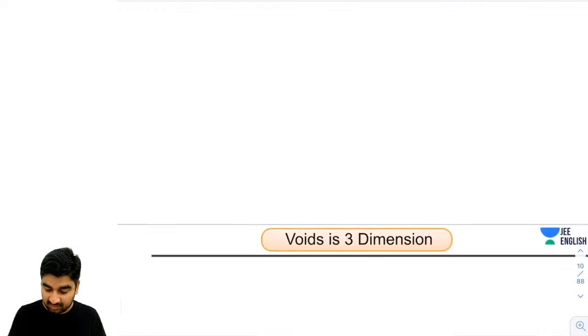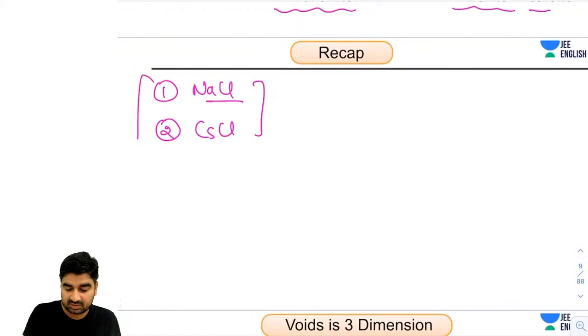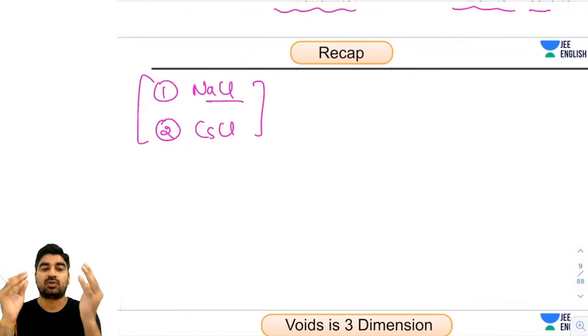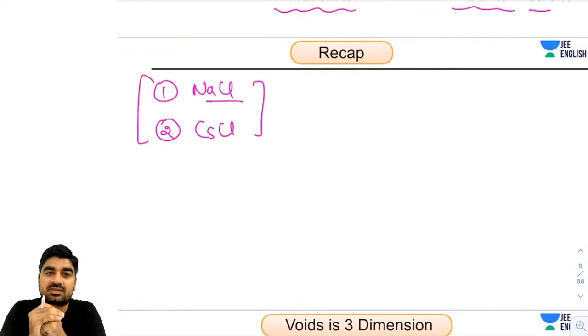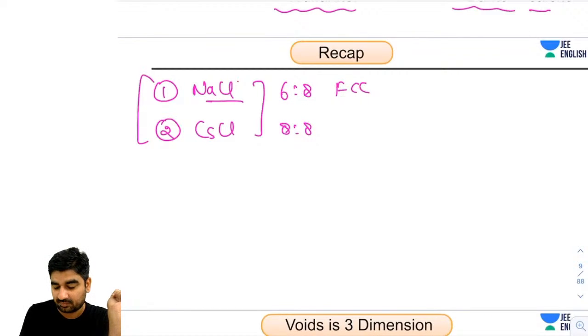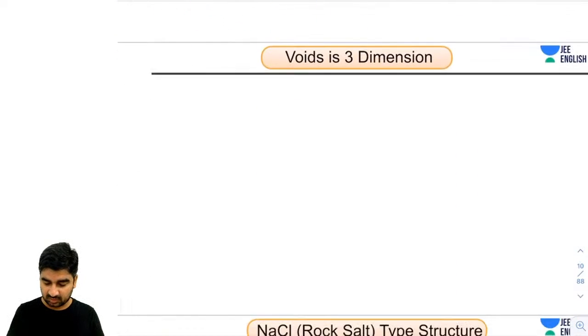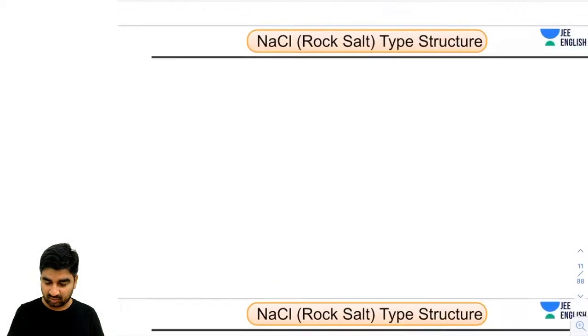So now, in the recap, we were doing the ionic crystals, and I have covered NaCl and cesium chloride. Two crystals were covered. What were the things covered in this? What type of lattice is that? What is the coordination number of cesium? This was 8 to 8, this was 6 to 6. This was FCC, this was simple cubic, and cesium was occupying the simple cubic void. So all these things were covered. Voids in 3 dimensions we have already covered.